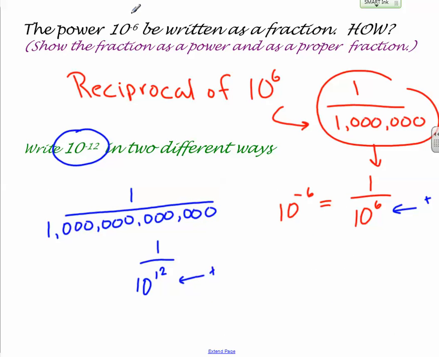Then we reviewed, how do I write 10 to the power of -6 as a fraction? Well, remember, it's the reciprocal of 10 to the 6th. So if I write 1,000,000, I just put it under a 1. So this is the fraction. But I can also show the reciprocal of this by leaving that 1,000,000 in scientific notation. So it's 1 over 10 to the 6th.